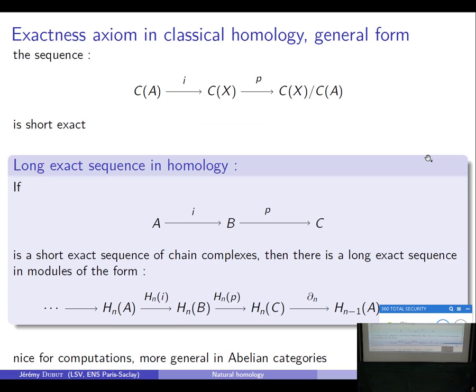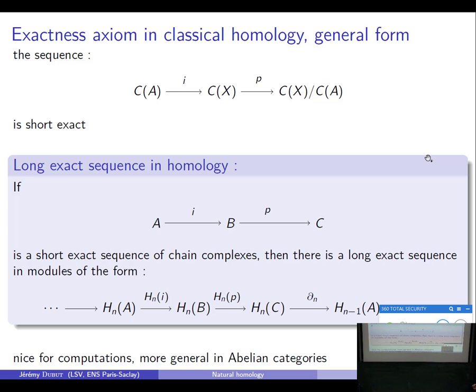Actually, there is a more general form which says that every time you have a short exact sequence in chain complexes, then you have a long exact sequence in homology. Actually, this theorem is purely algebraic. As long as you have a homology theory, which comes from homology of a chain complex, typically singular homology, simplicial homology, and as long as it is with value in an abelian category, typically in modules, then you have such a theorem.